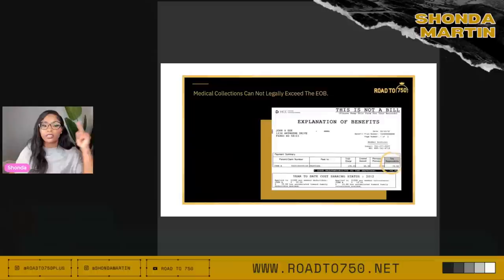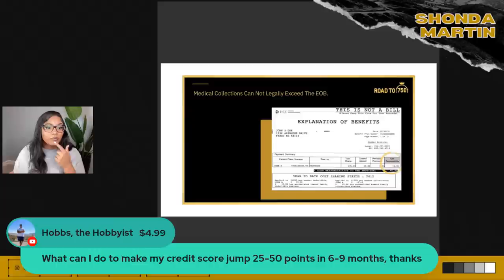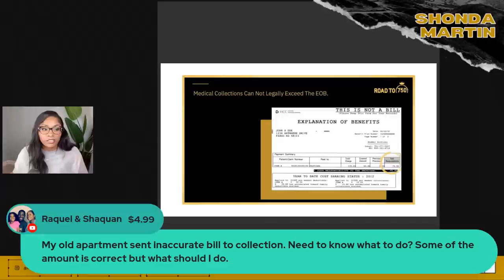What can I do to make my credit score jump 25 to 50 points in 6 to 9 months? So that is a very general question. If you are new here, guys, when you ask me questions, make sure it's specific, because I want to be able to give you tangible advice that you're able to apply. I can't answer how many points you're able to get by doing something without even knowing what's on your credit report right now. Anything that I say would only be an assumption, and honestly it would be filled with lies because I don't know. So ask me a more specific question because I want to make sure I answer it for you. All right, I'm going to take two more, then I'm going to get back to the presentation.